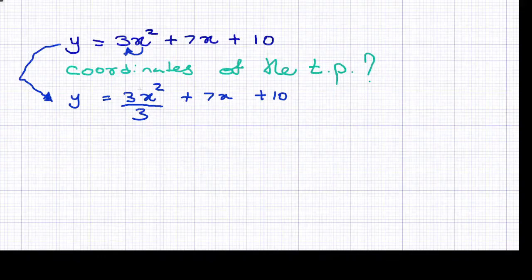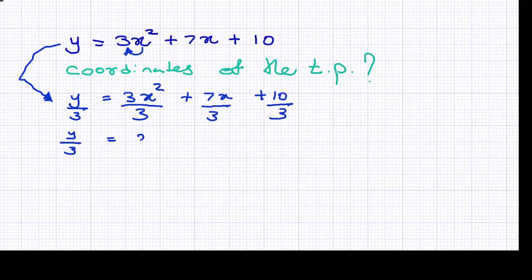But if you divide only the first term by 3, you are altering the meaning of the equation, or altering the function, which you are not allowed to. So how do you preserve the meaning? You have to divide all the terms of the equation by 3. Then what do we get? We get y over 3 equals 3 divided by 3 is 1, so that's x squared plus 7x over 3 plus 10 over 3.